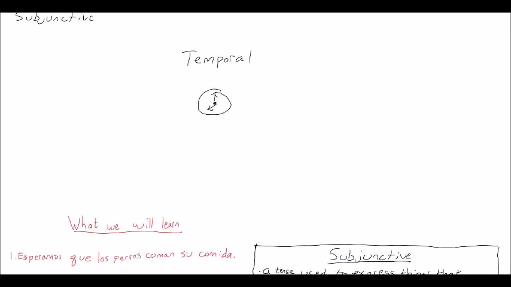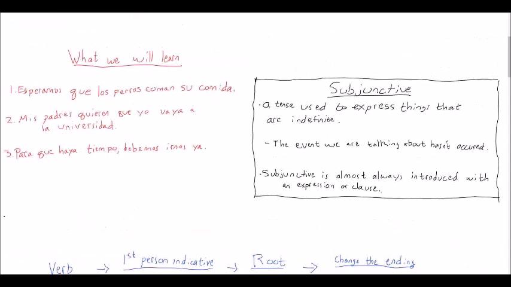Now, my name is Brian. I've spent the last year teaching English in Spain, and I know the subjunctive can be a really difficult topic. So let's get into some of the things we're going to be learning today. We're going to be learning about how to use subjunctive with words like esperar. We see the subjunctive here. Verbs like querer, the subjunctive here, and expressions like para qué, and the subjunctive here.